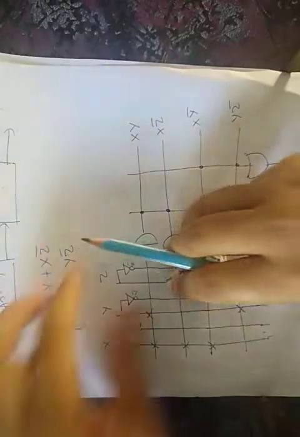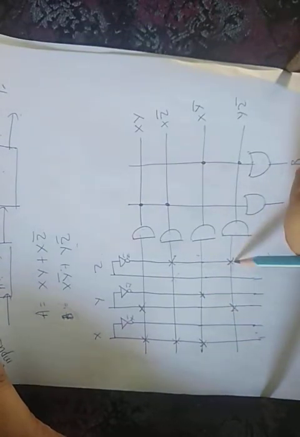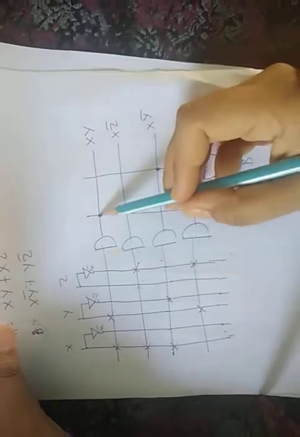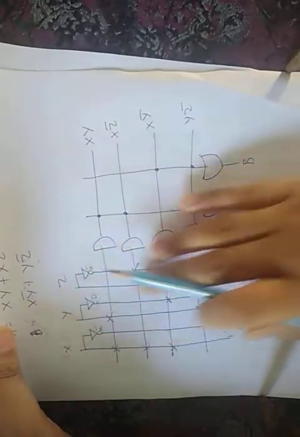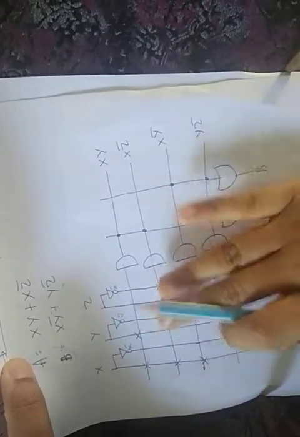This is XZ bar. Next we have XY bar. Next is YZ bar. Once you have done this, only the right side I have to put according to the product, whereas on the left side, only the left side will be changing.